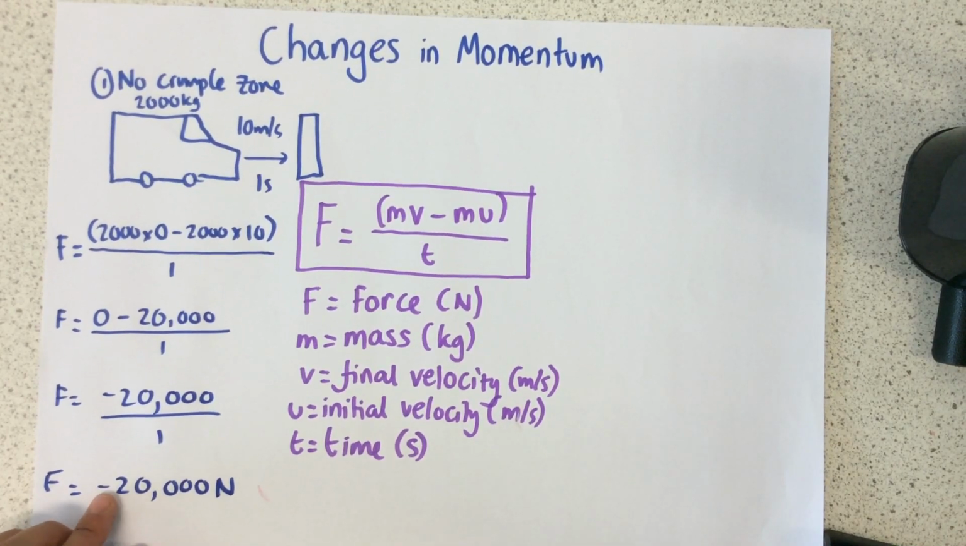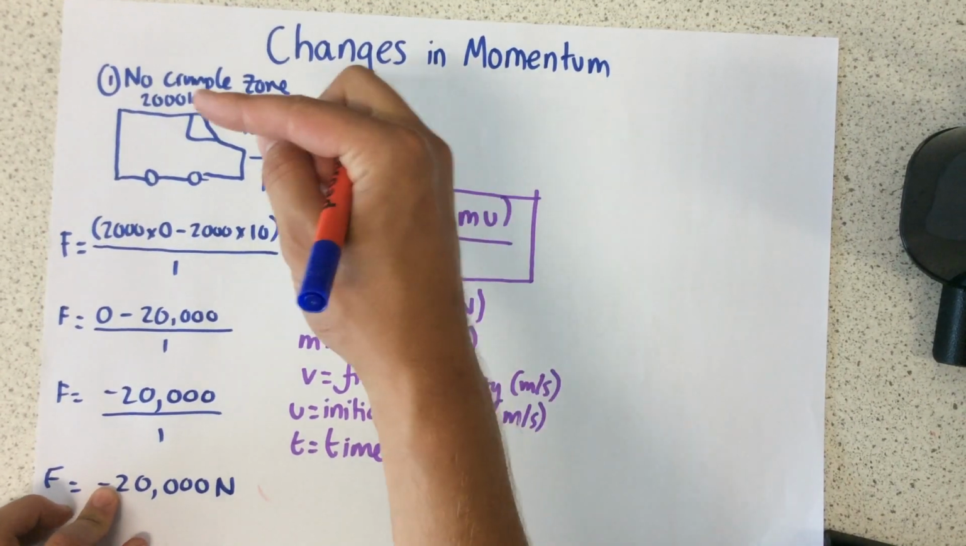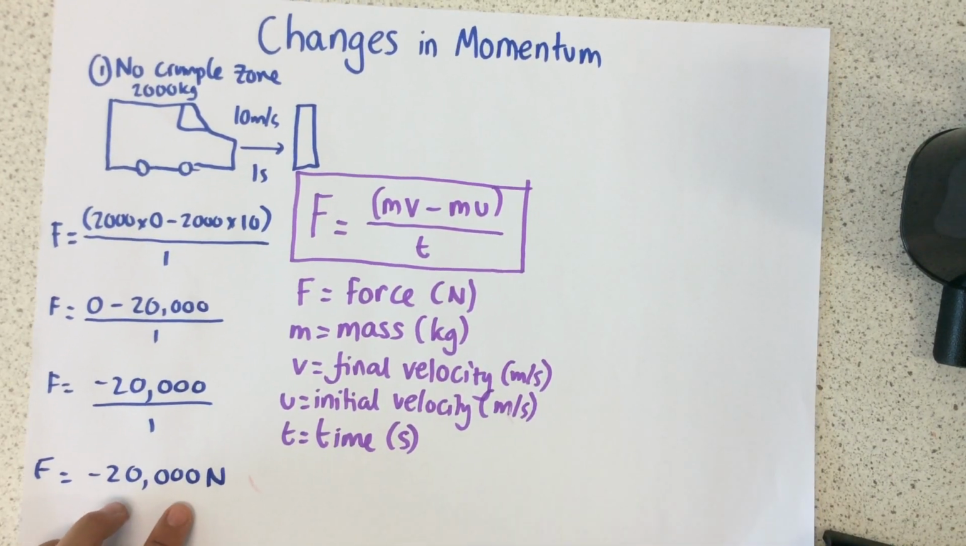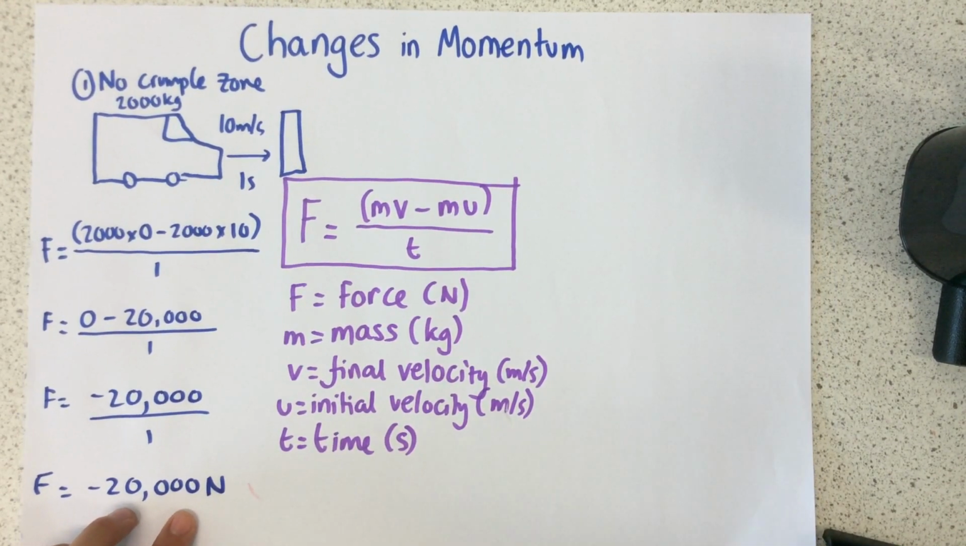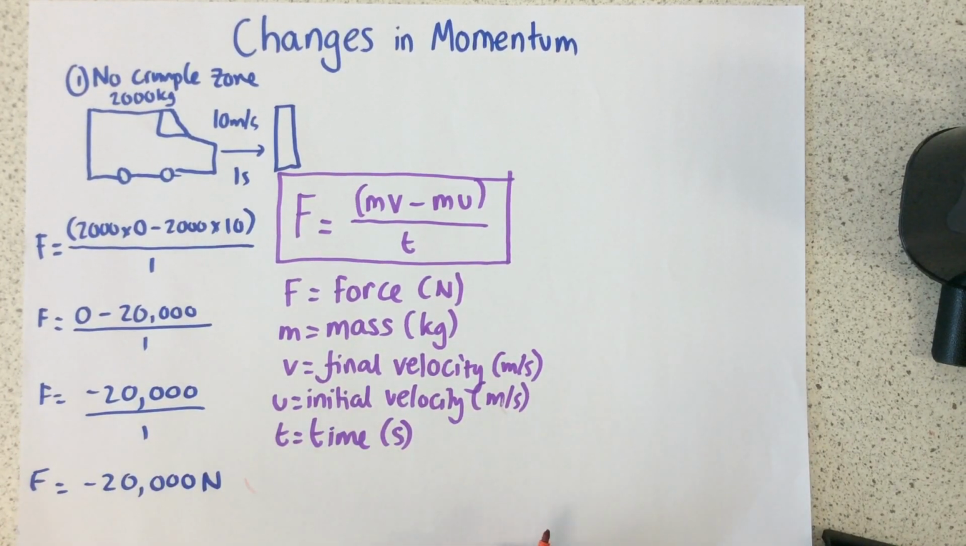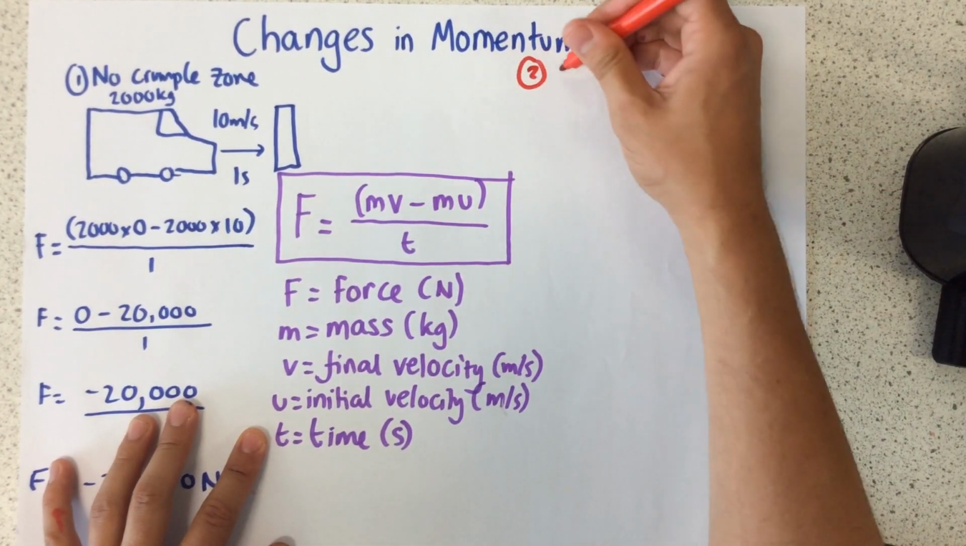Now notice it's a minus number. This is because the force is in the opposite direction to the driver. Now, that's a huge amount of force to be put onto a person, which is the reason why a lot of the time people get really badly injured or killed in car accidents. Now, this van did not have a crumple zone. Let's see how it would be different if this one had a crumple zone.